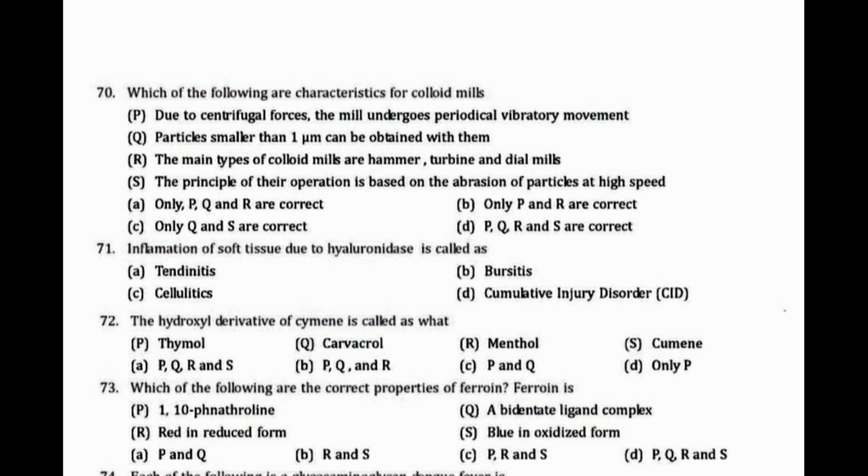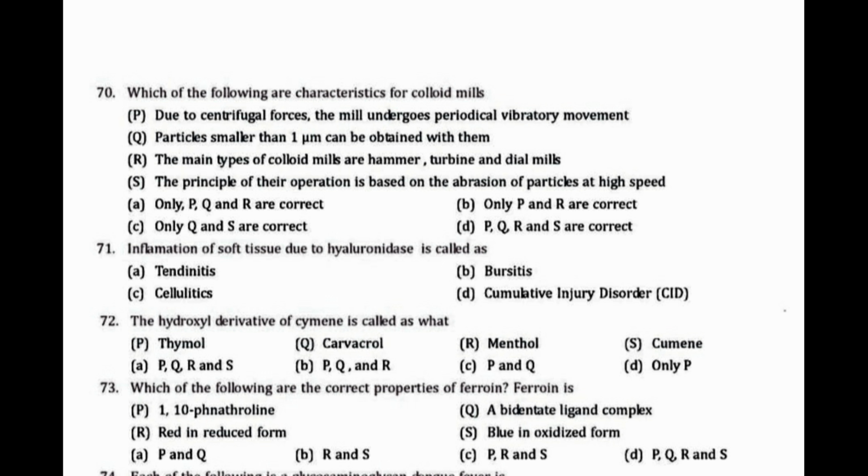Option A, P, Q and R are correct. B, P and R are correct. C, only Q and S are correct. D, P, Q, R and S are correct. Here the correct answer is option C, only Q and S are correct. That is, particles smaller than 1 micrometer can be obtained from it and the principle of the operation is based on the abrasion of particles at high speed.